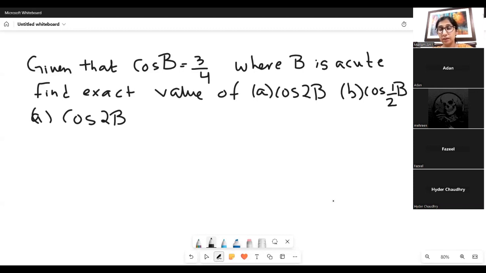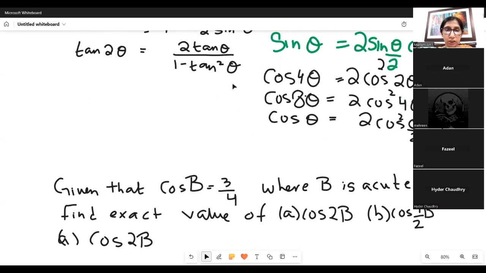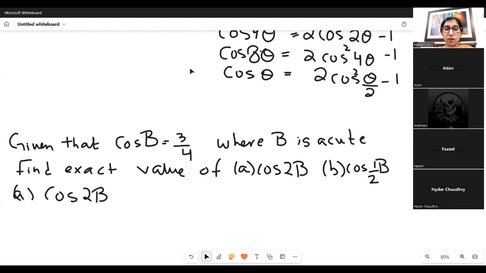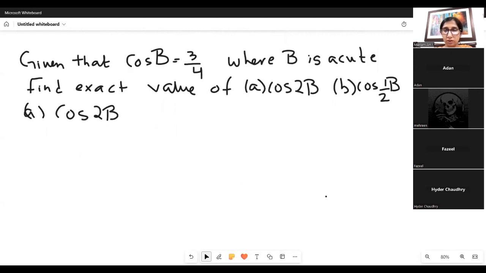We know 3 identities for cos 2B. All 3 of them will be available to you in the formula sheet. In this question, which of the 3 identities should we use? One second, I'm just going to open the document. Yes, tell me. Which of the 3 cos identities should we use?